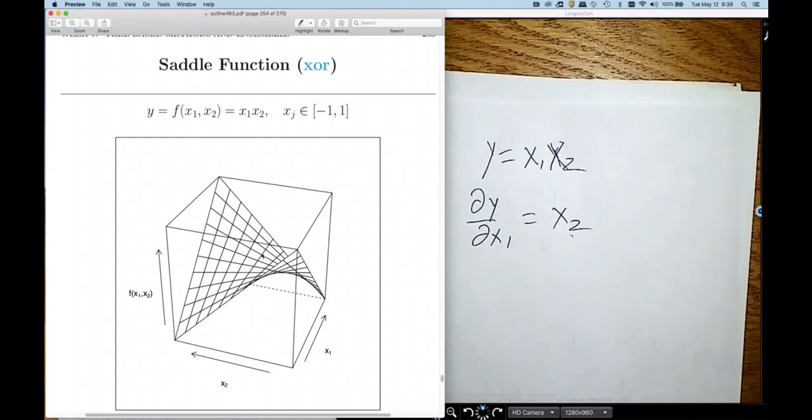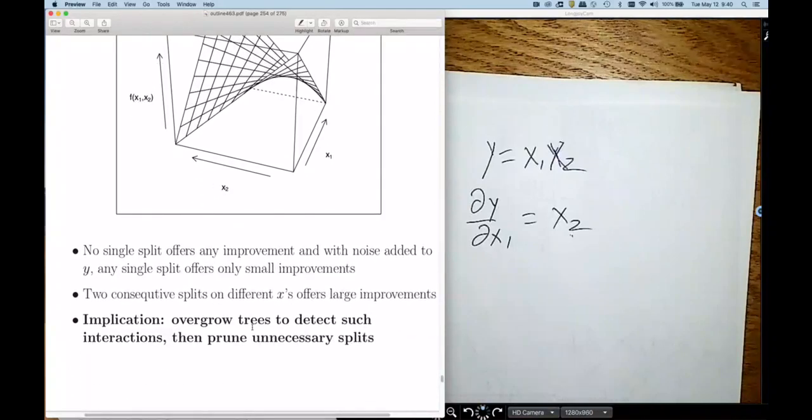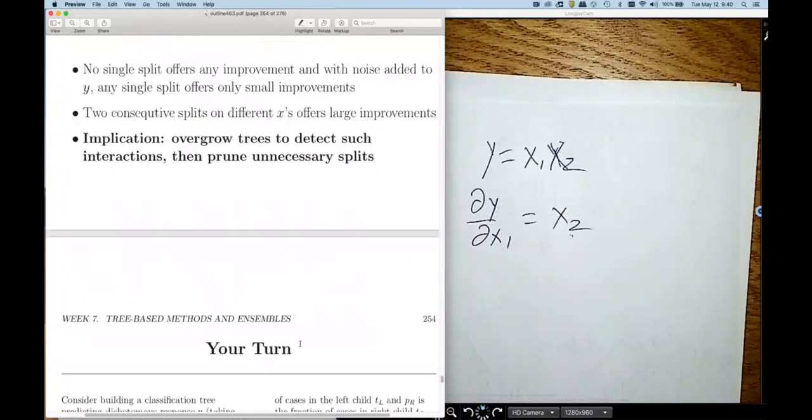So this function really breaks trees and illustrates the need to overgrow the tree. Introduce some additional splits that maybe you don't need. But then we introduce a pruning phase to get rid of splits that we introduced when you don't have these nasty interactions to find. Okay, so that's very important to understand, and CART and C4.5 allow for pruning. So the implication is overgrow trees to detect such interactions, then prune unnecessary splits that you introduced.